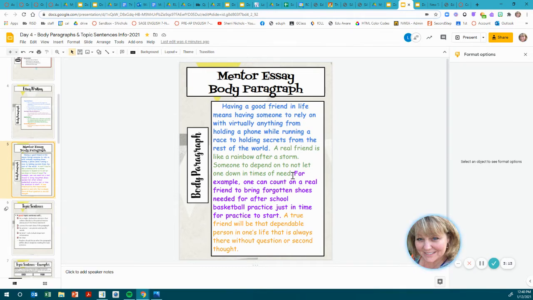And then we have an example. For example, one can count on a real friend to bring forgotten shoes needed for after-school basketball practice just in time for practice to start. So that's your example. And then for our tree model, we have our topic, we have our reason with an explanation, reason with examples, and then we're going to round it all up with a true friend will be that dependable person in one's life that is always there without question or second thought.